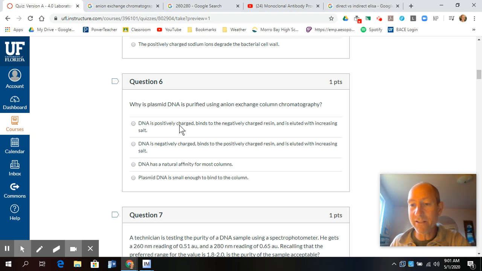I'm going to stop reading because DNA is not positively charged. DNA is negatively charged, and it binds to the positively charged resin, and it's eluted with increasing salt. Seems reasonable. DNA has a natural affinity for most columns. Yeah, no. Plasmid DNA is small enough to bind to the column. So this is actually true in a different kind of chromatography called size exclusion chromatography, but the key word here is ion. So we're going to look for something that has to do with charge. DNA is negatively charged. That's the best answer.